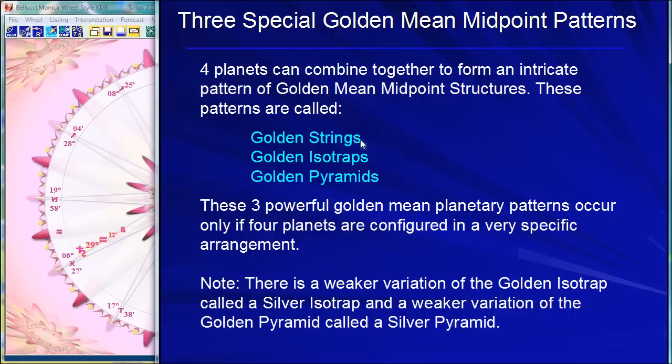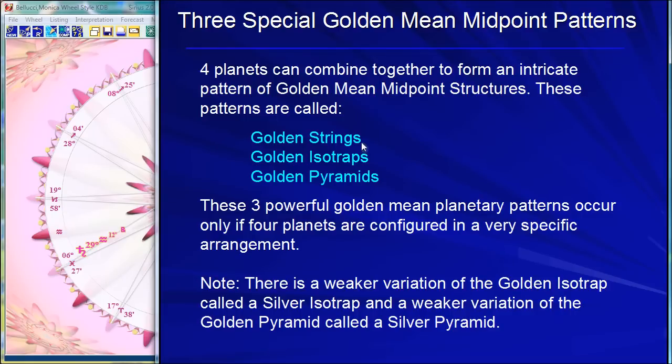And also, just to give you a preview of where we're headed, there's also something called silver isotraps and silver pyramids. They're not quite as powerful. They don't have the elegance and the symmetry of the golden isotrap and the golden pyramids. So these are the three most powerful and important. They create a very strong effect that pervades the person's entire life.